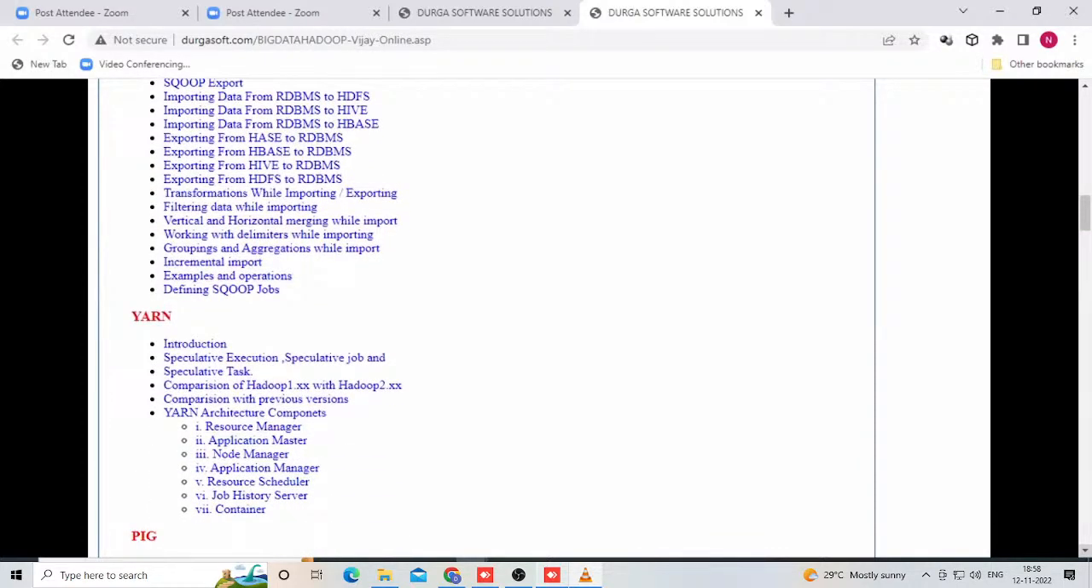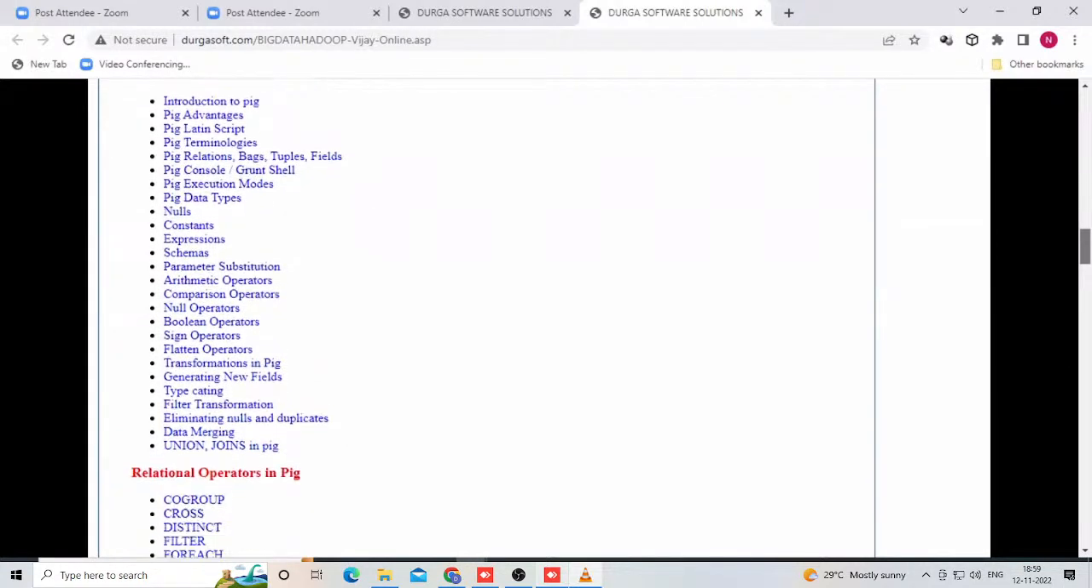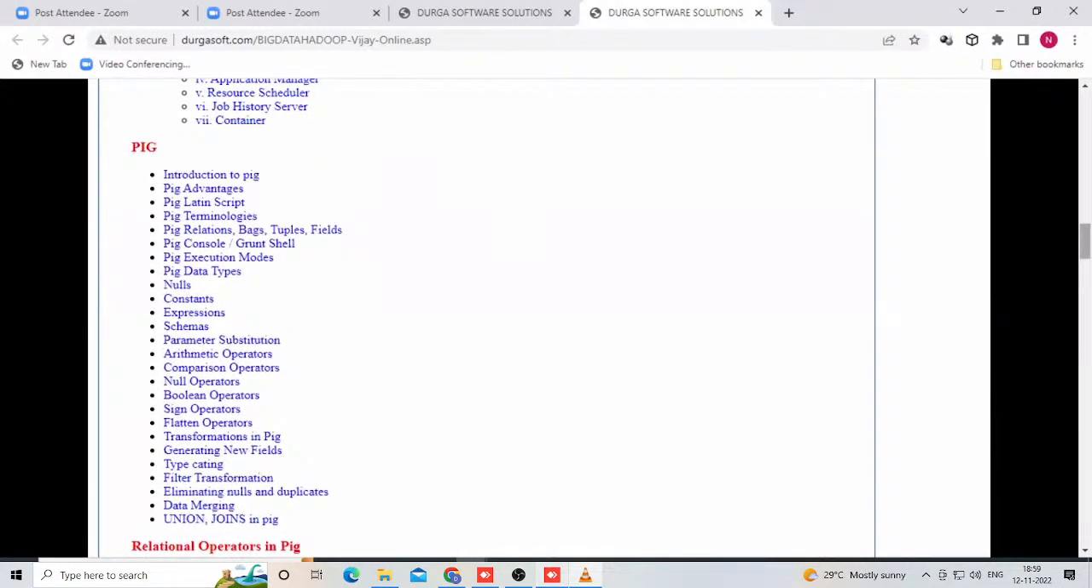So there were some architectural changes, and there were some problems previously within the Hadoop 0 and 1 versions. Everything got rectified from version 2, so we call it Yet Another Resource Negotiator. In YARN, we cover the architecture and components, and how the processing is going to happen. Pig is one more processing component, a data flow language we use, like Pig scripting.